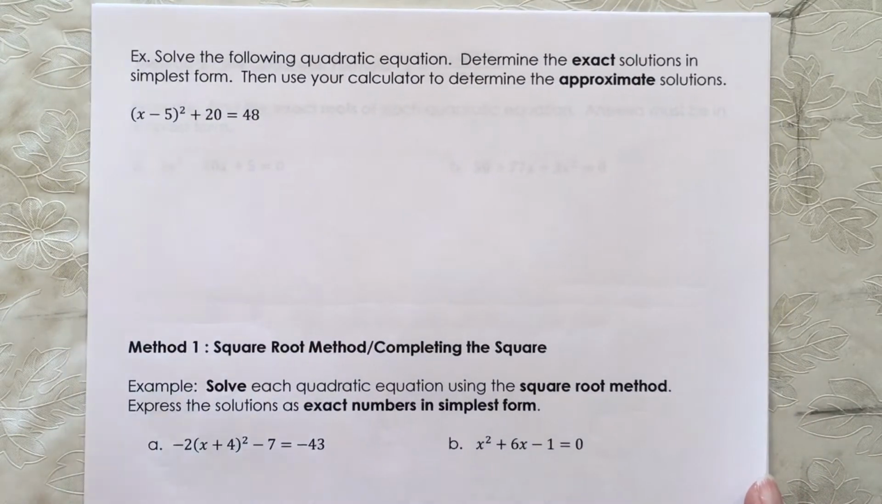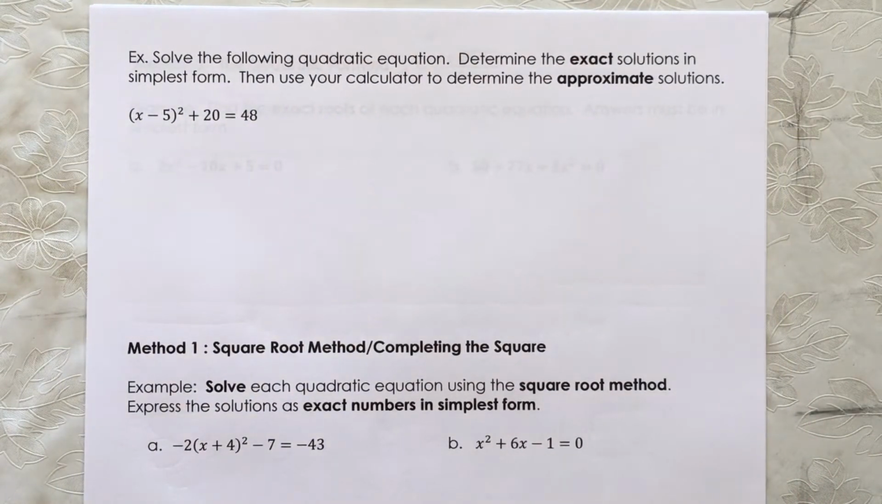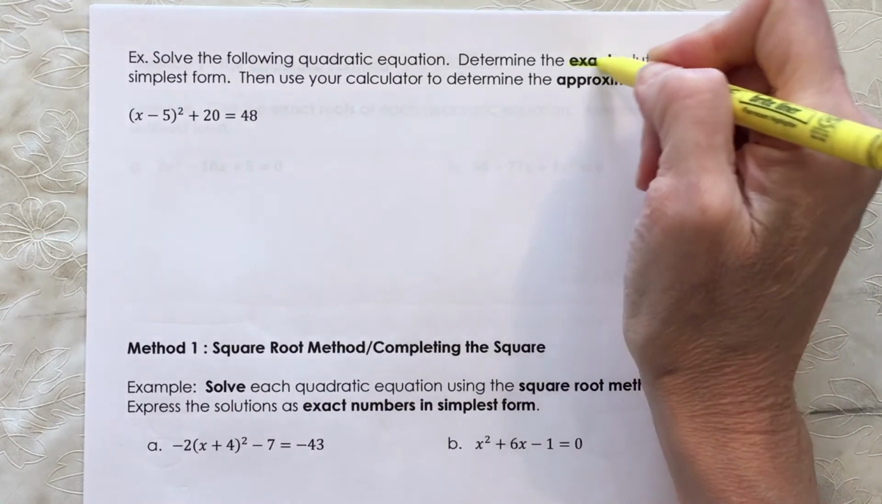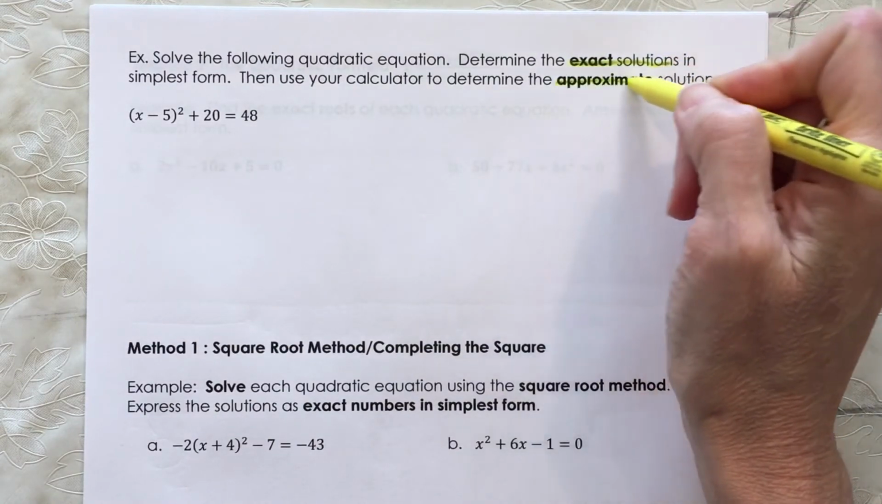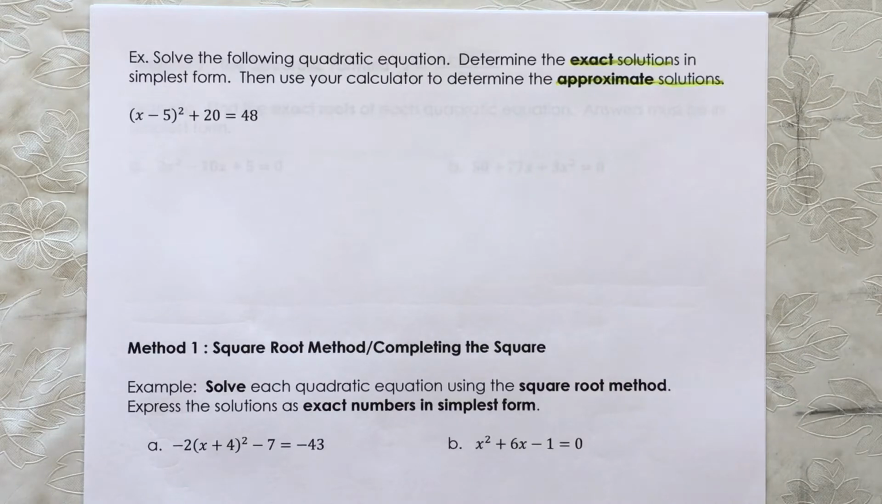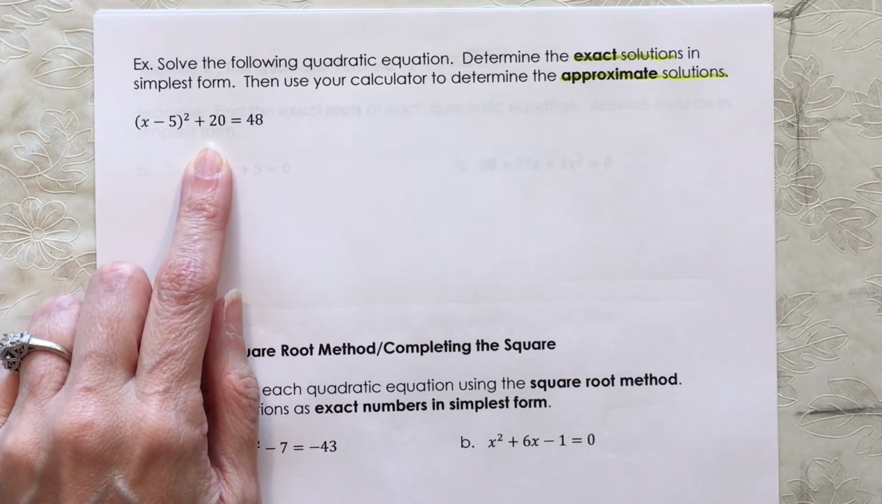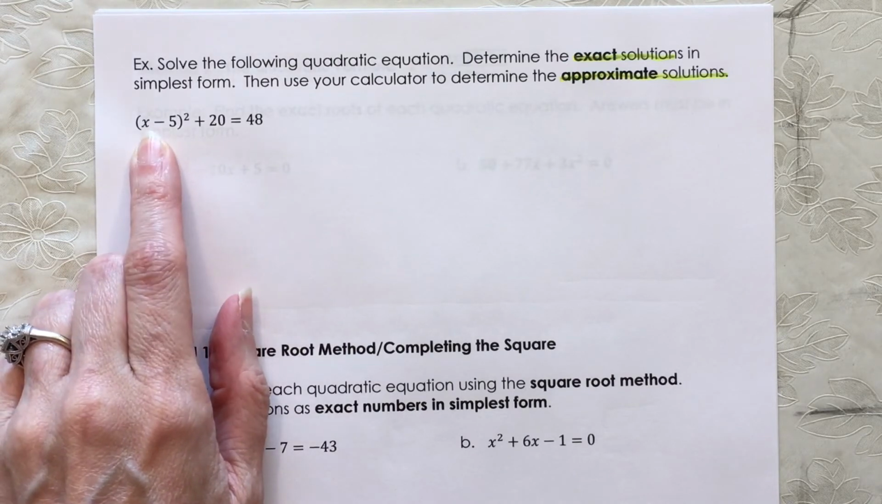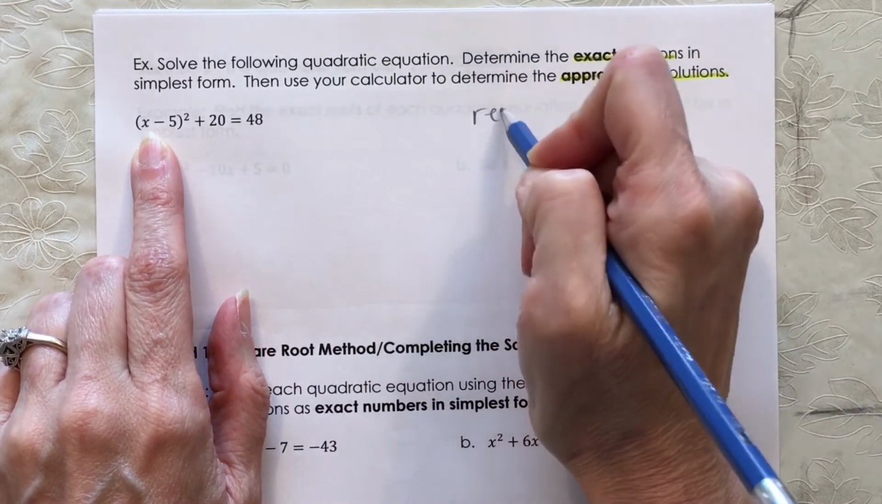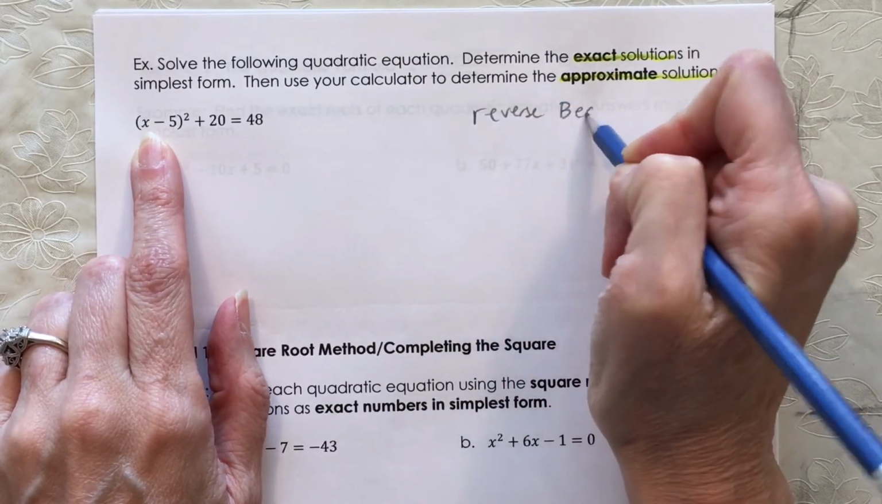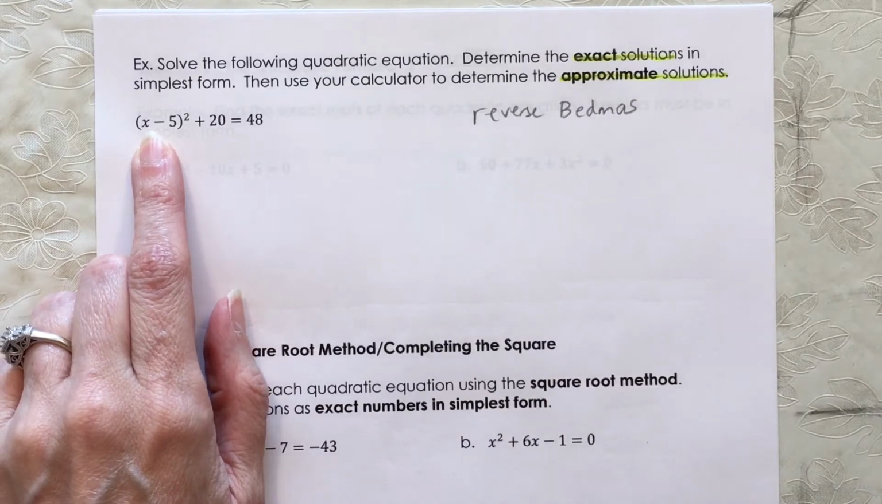Okay, so our first question. Solve the following quadratic equation, determine the exact solutions in simplest form, then use your calculator to determine the approximate solution. So one thing that this question is going to highlight is the difference between exact solutions and approximate solutions, which is a very important thing that you need to understand the difference between. So based on what we did last week with some of our word problems, you can see that x is only in one spot here. So I could use reverse BEDMAS to get x by itself.